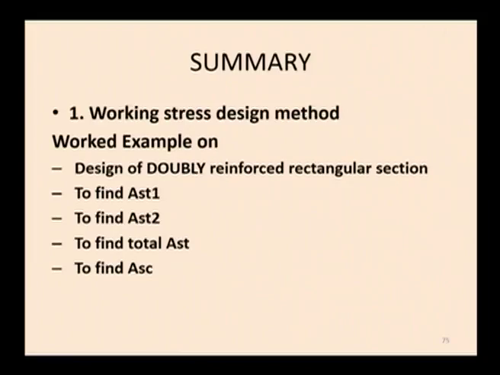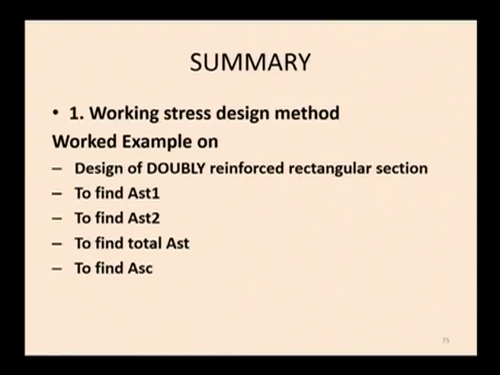Now, let us summarize the lecture. In this lecture, we have discussed the working stress design method of a doubly reinforced rectangular section. We have worked out one example. In this example, they have given the size of the section as well as the stresses in the concrete and steel. They have asked us to design the area of reinforcement required for it.